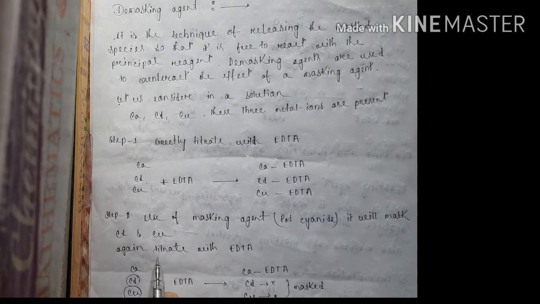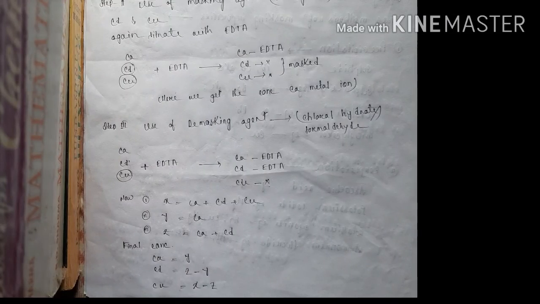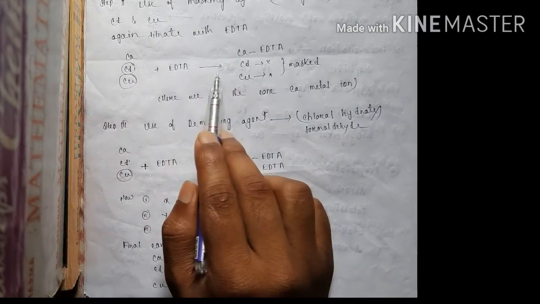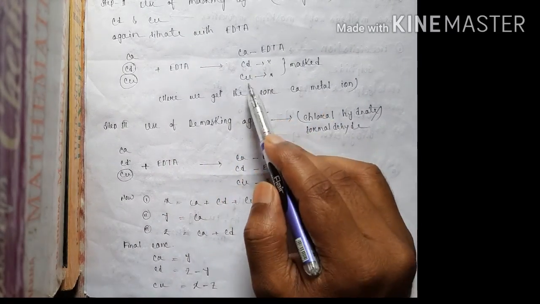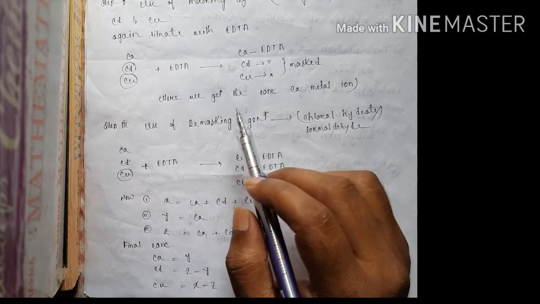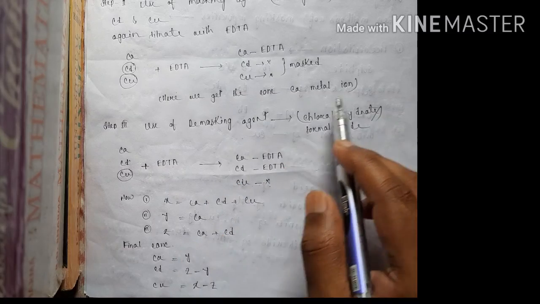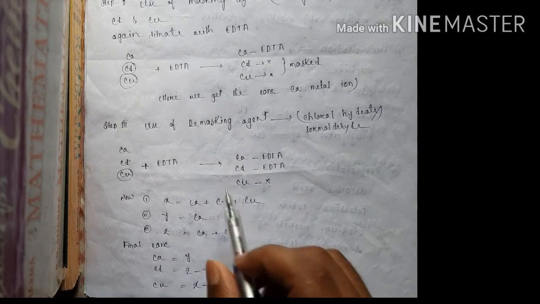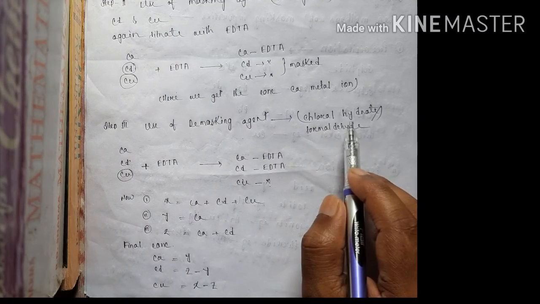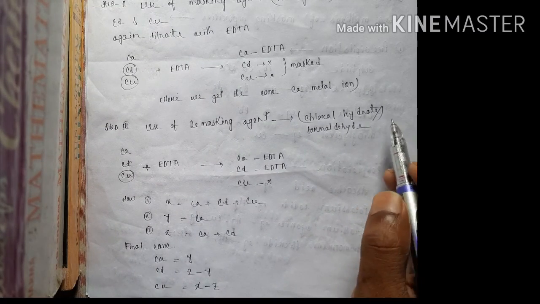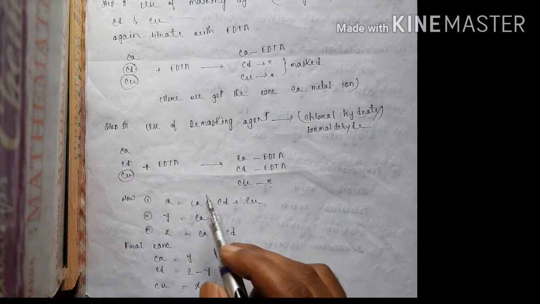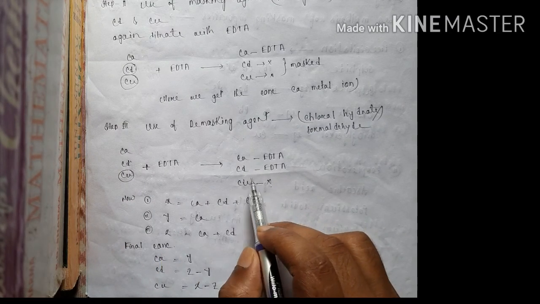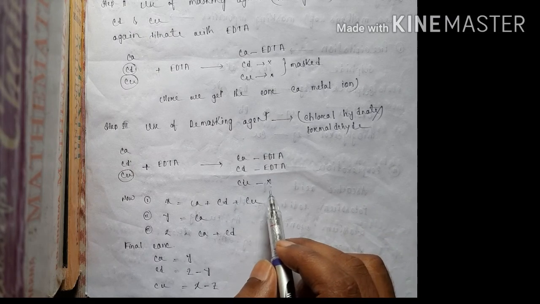Then again, if we titrate it with EDTA, only calcium ions form complex with EDTA. These two, cadmium and copper ions, are masked. From here we can get the concentration of calcium ion. And in the third step, we use a demasking agent. We can use chloral hydrate or formaldehyde, which will release the cadmium ion. And again, if we titrate with EDTA, calcium and cadmium ions form complex with EDTA, but copper is unable to form complex with EDTA.